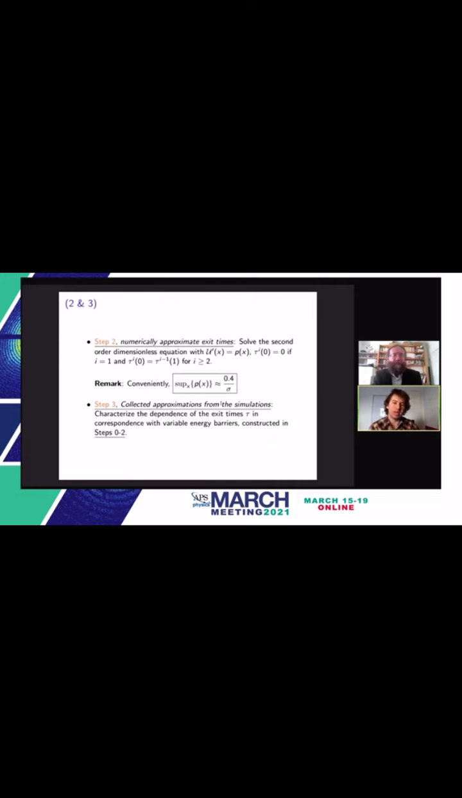And then for the remaining steps 2 and 3, we can numerically approximate the exit times given these initial conditions in the Gaussian potentials that I've constructed. And conveniently for the Gaussian distribution, the supremum of the probability mass function across each base pair over which we construct it is approximately given as 0.4 divided by the variance. And then for the final step, we'll collect the approximations from our simulations.